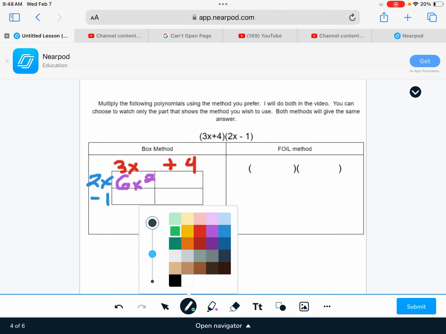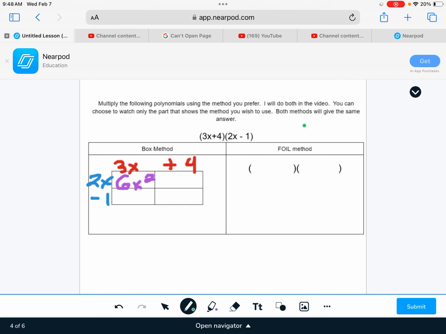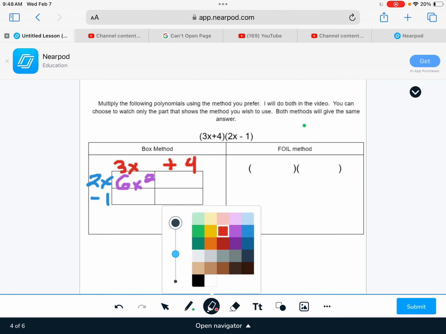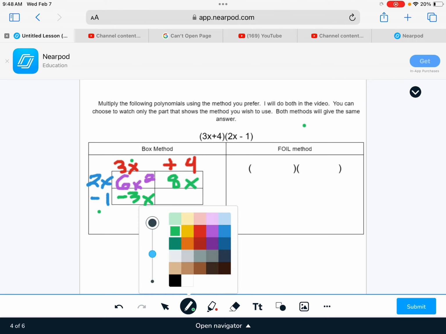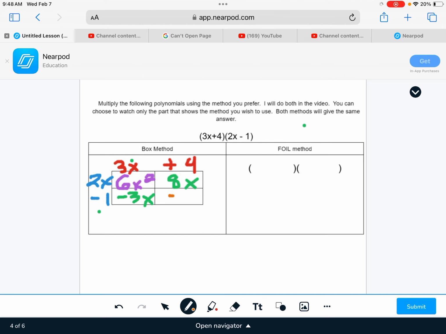Next, I'm going to take my 2x and I'm going to multiply it by 4. Why? Well, because when I look at this box here, it is 2x on the left side and 4 on top that are multiplying. 2x times 4 is going to be 8x. You're just multiplying the numbers and keeping the x that's there. Negative 1 times 3x is going to be negative 3x. And last but not least, negative 1 times 4 is going to be negative 4.